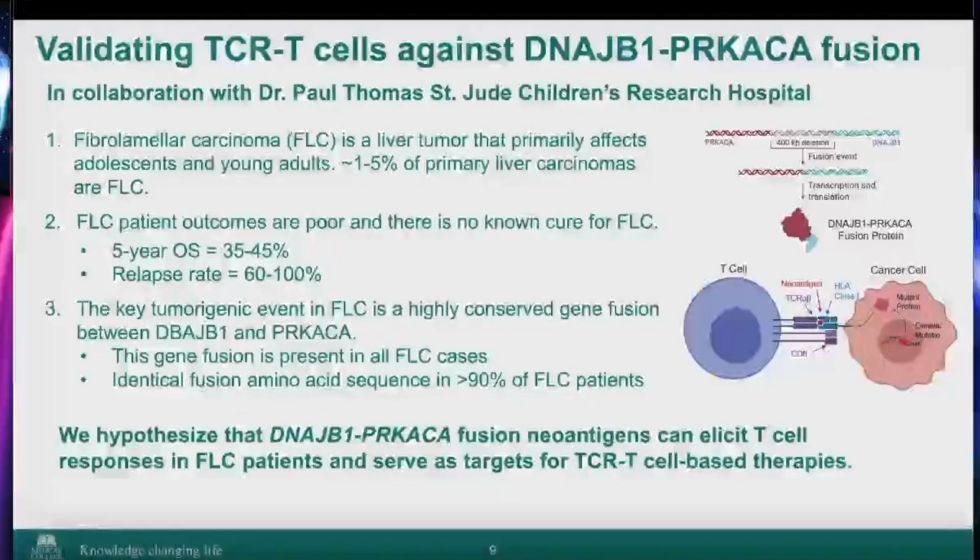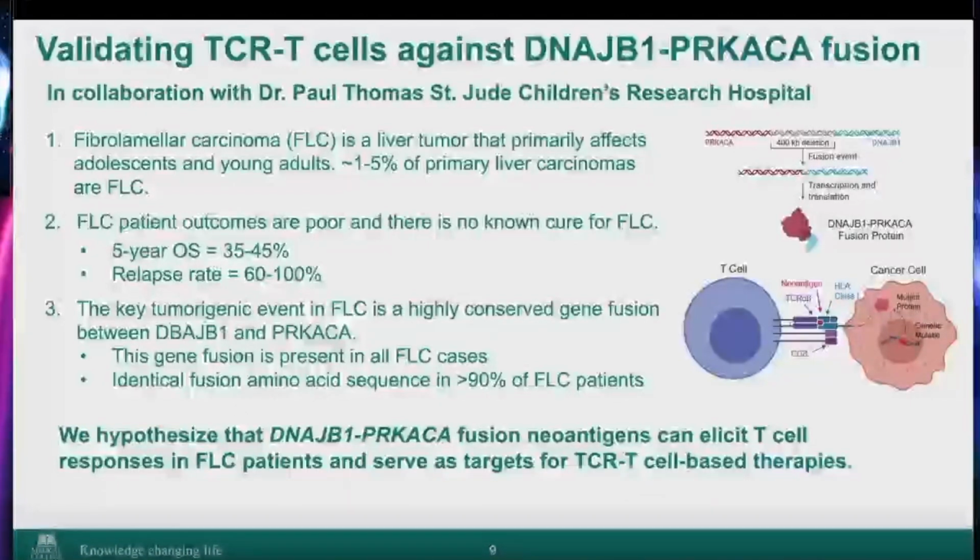Fibrolamellar carcinoma is a liver tumor that primarily affects adolescents and young adults. It's typically around 1 to 5% of primary liver carcinomas. Patients actually have a very poor outcome, and there's no known cure for FLC. Typically the 5-year overall survival is about 35 to 45%, and the relapse rate is upwards of 60%.